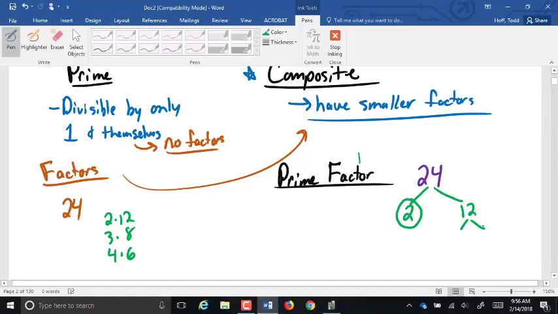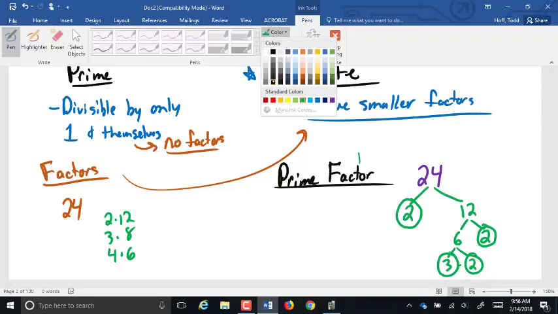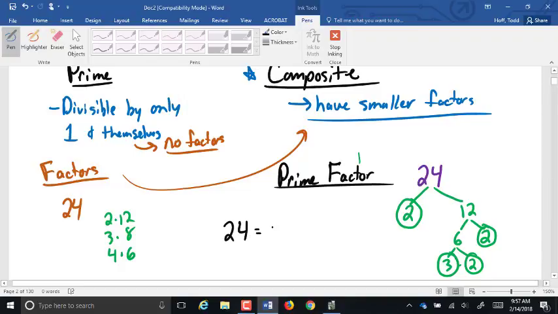12 can be split up, though. What's one thing that divides 12? 6. Very good. What is 12 divided by 6? 2, so there's 2 left over. Now that 6 can be split up further. The 2 is prime, so I'm going to circle it. What can 6 be split up into? 3 times 2. So what that's telling us is that 24 prime factors into 2 times 2 times 2 times 3. And again, we usually do put them in order from smallest to largest.